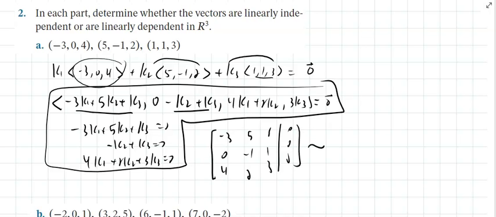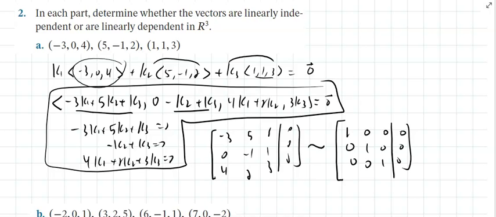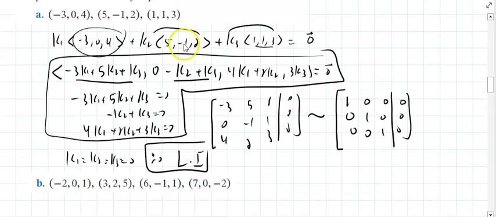And if I am to work this out, if I reduce this, and you know how that works, I'm looking at 1, 0, 0, 0, 0, 1, 0, 0, and 0, 0, 1, 0. That indicates that k1 equals k2 equals k3, which is 0. Therefore, it's linearly independent. So if the only solution would be all zeros, that will indicate that those vectors are linearly independent. And if there's a solution other than that, then we say those are linearly dependent.